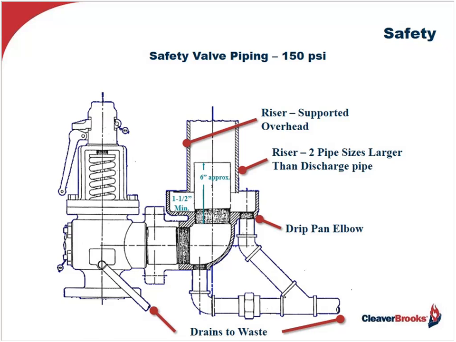You see the support of the riser pipe, which is larger than the discharge pipe. That goes up and it's free moving and secured at the ceiling or at the roof. Is the discharge pipe properly sized? Do we have a drip pan L? Do we have drain lines on it? This is the way these safety relief valves have to be piped.